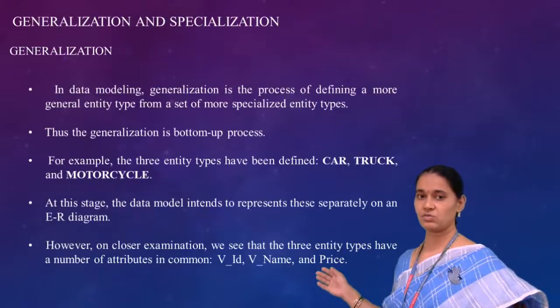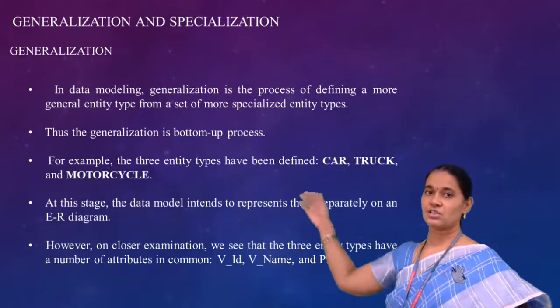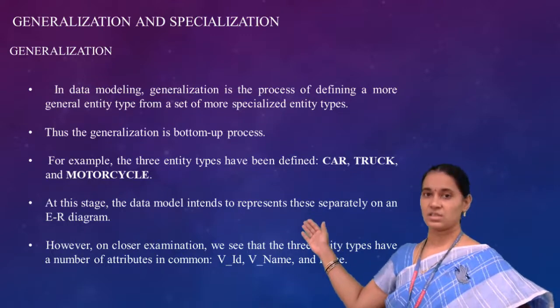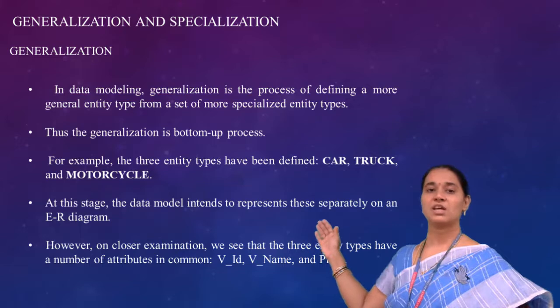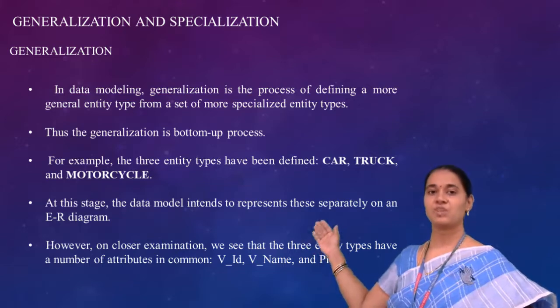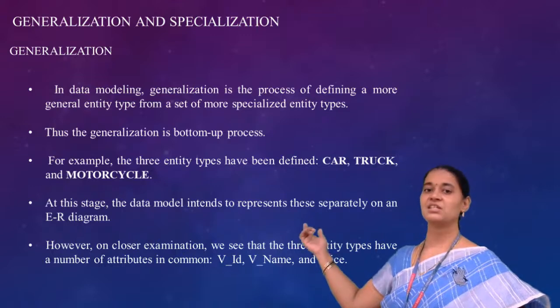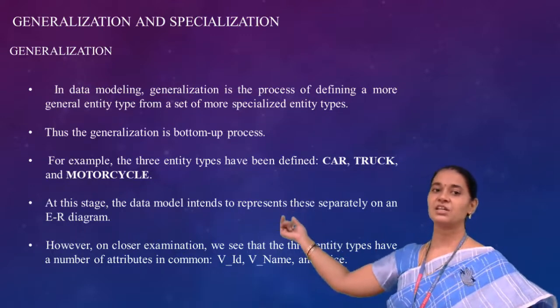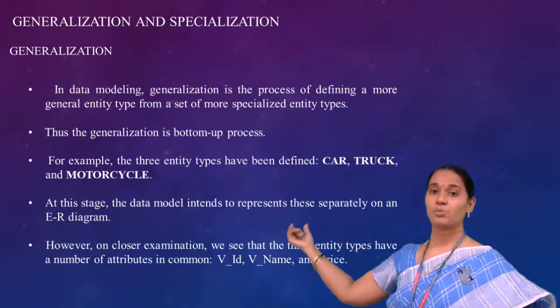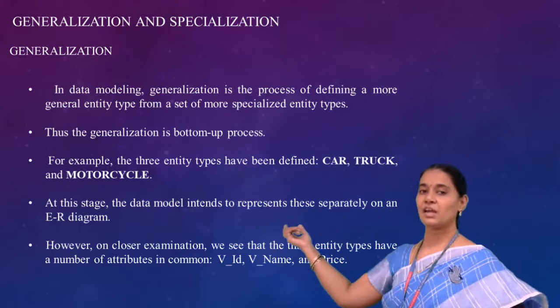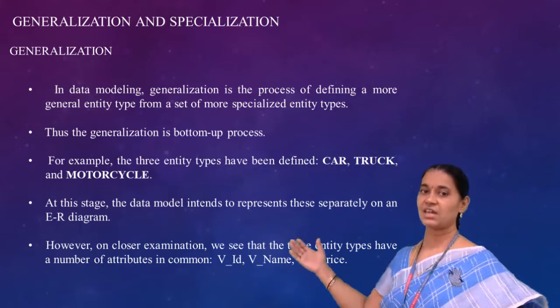Let us start our discussion with generalization. So what is generalization and specialization? Generalization is a data modeling process of defining more general entity types from a set of specialized entity types. From a set of specialized entity types, we generate a general entity type. Thus it is a bottom-up process. Let us now learn in detail about this definition by considering an example.